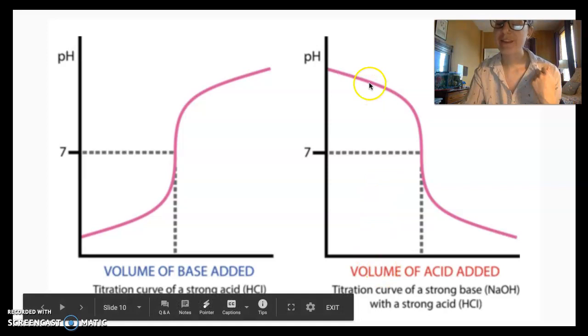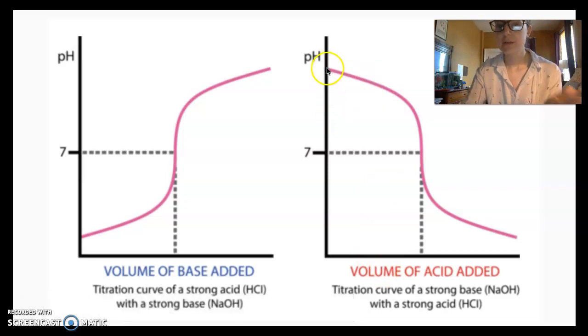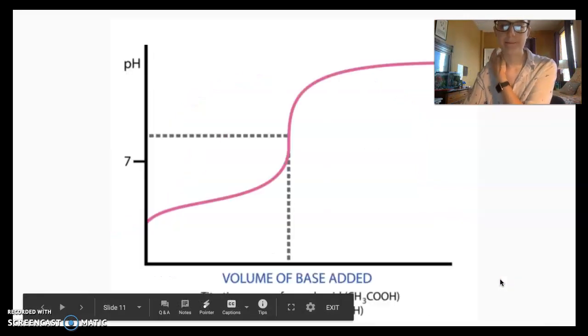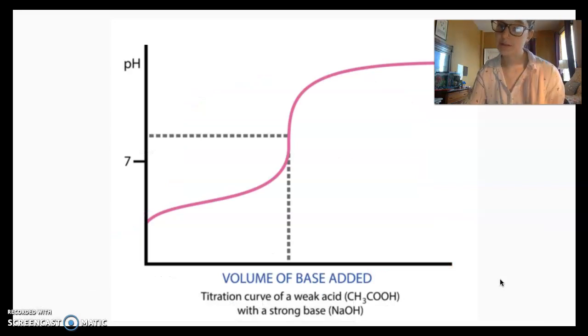Here we have the base as the analyte and the acid as the titrant. So we're starting with a high pH, slowly adding acid until the equivalence point where pH equals 7. Then we continue adding acid and the pH continues to decrease till it's closer to the pH of the strong acid.